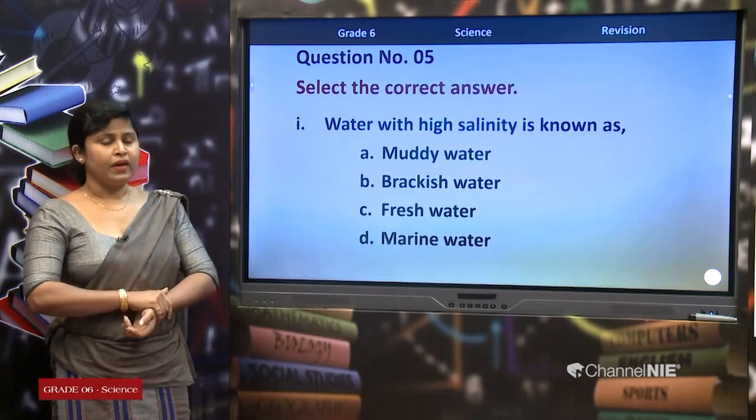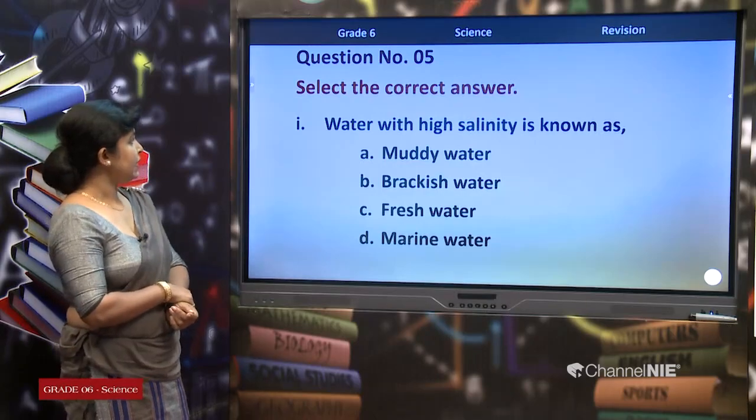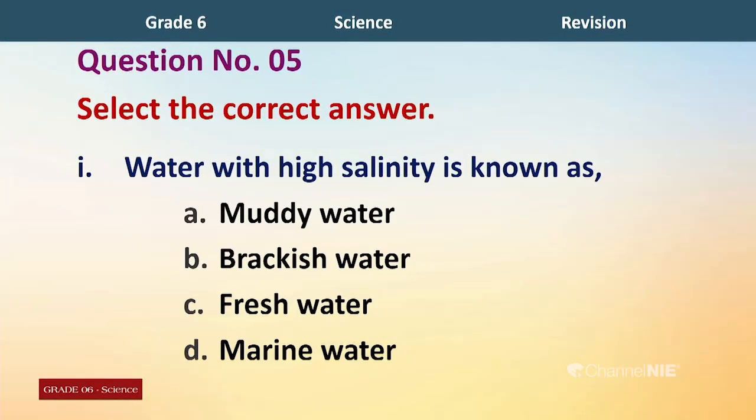Question number 5. Select the correct answer. You have to underline the correct answer. Water with high salinity is known as, there are 4 choices. Sample A, muddy water. Sample B, brackish water. Sample C, fresh water. Sample D, marine water.